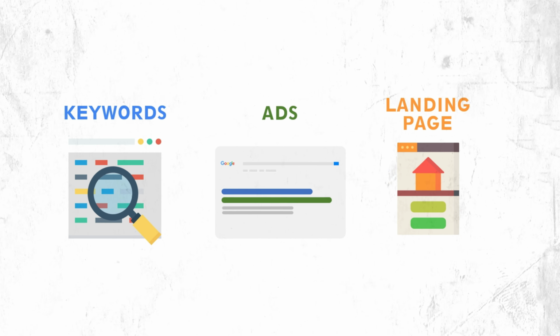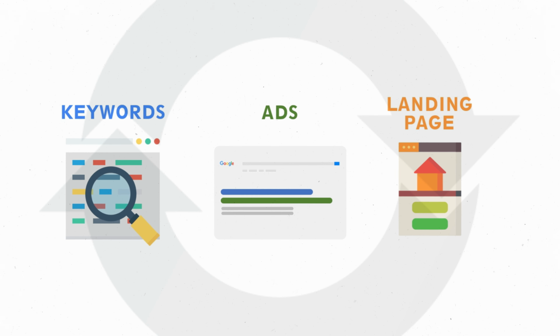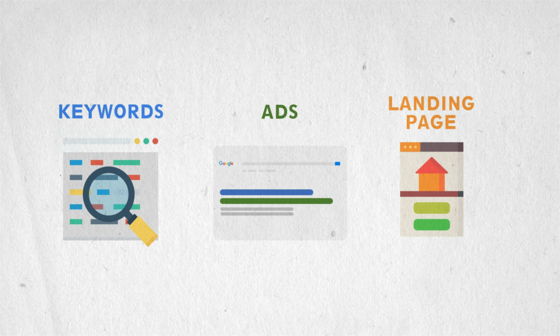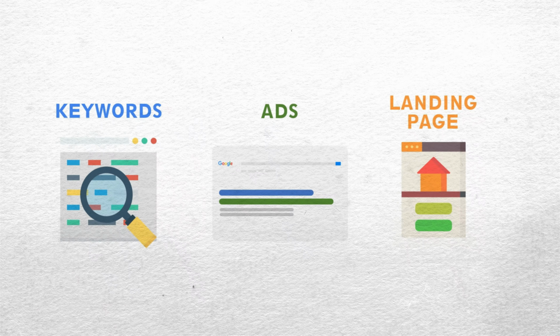And that is what is achieved with this quality score, with the relevance between all these factors. So you want to make sure that they're all congruent, that they all speak the same message, and they all take people to the same place. And in the process, you will also achieve a high quality score, which will allow you to pay less per click.